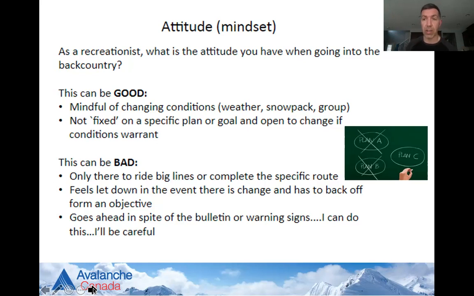Another bad attitude is when the decision is arbitrary, and then of course you go ahead in spite of the bulletin or warning signs, thinking, "I can do this, I'll be careful." We are going to talk about this a little bit more in depth, but the avalanche danger scale ranges numerically from 1 to 5, but actually it's low, moderate, considerable, high, very high.